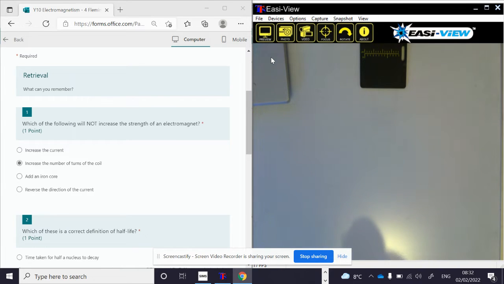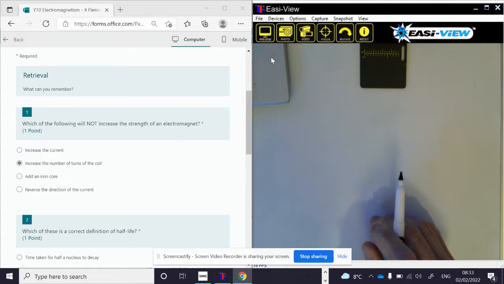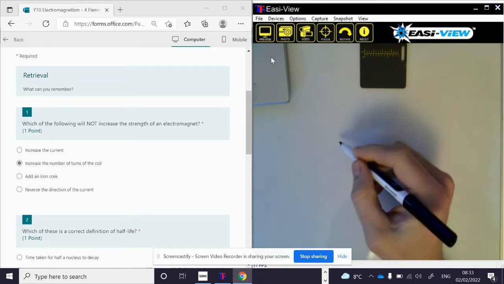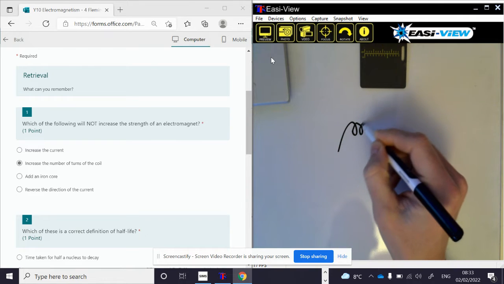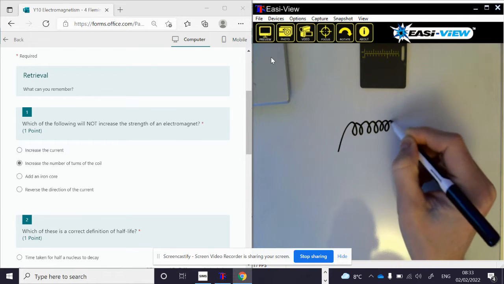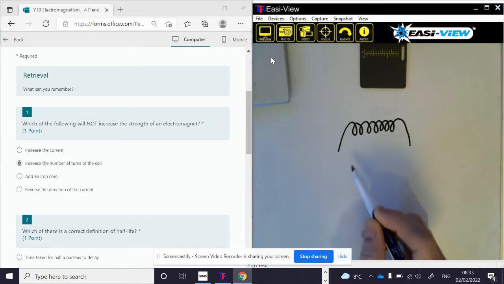So I'm going to go through the starter questions for this task. Which of the following will not increase the strength of an electromagnet? An electromagnet depends on the current travelling through it, having an iron core. You have a current going through a wire, you coil up the wire to reinforce the magnetic field. So coiling the wire will strengthen it.